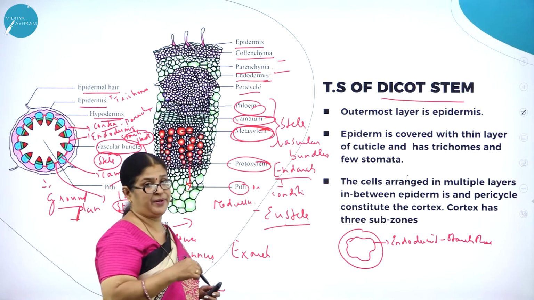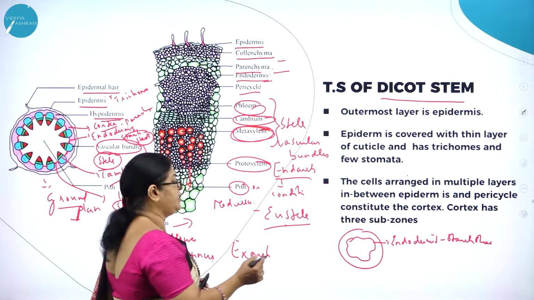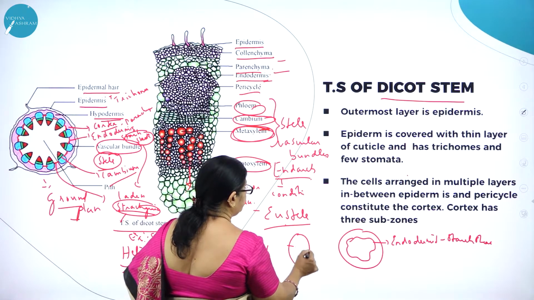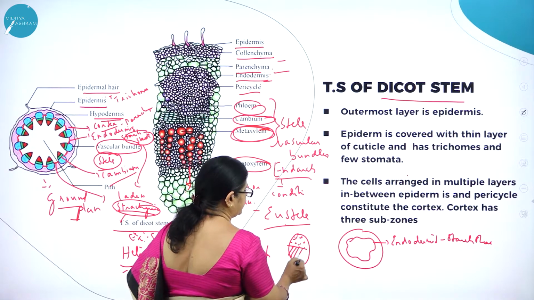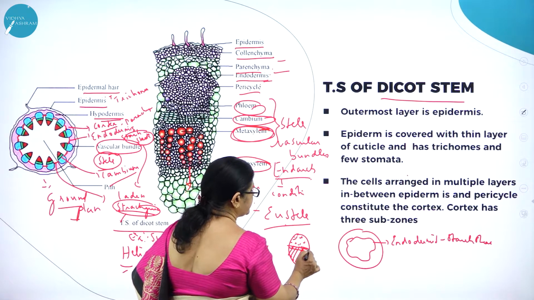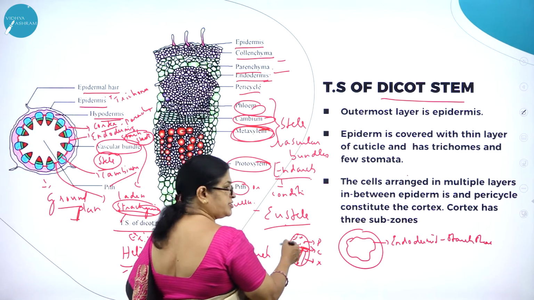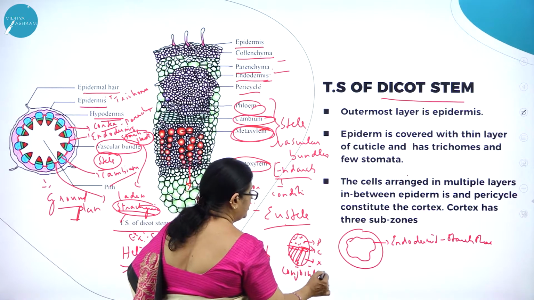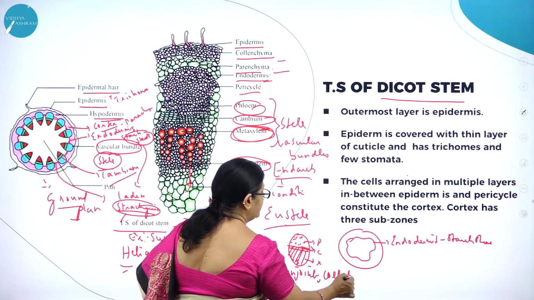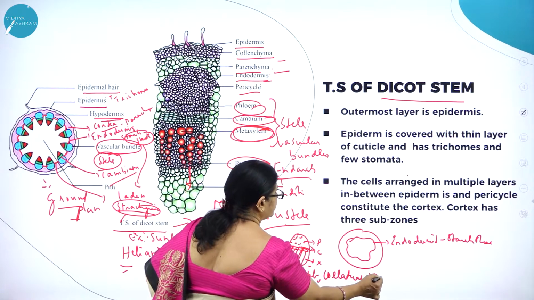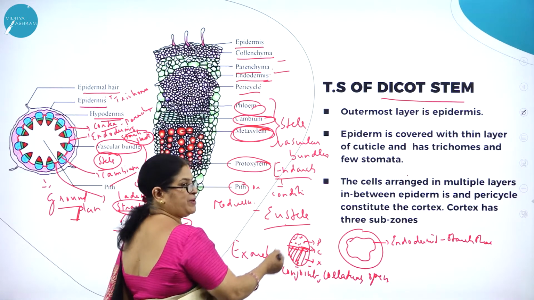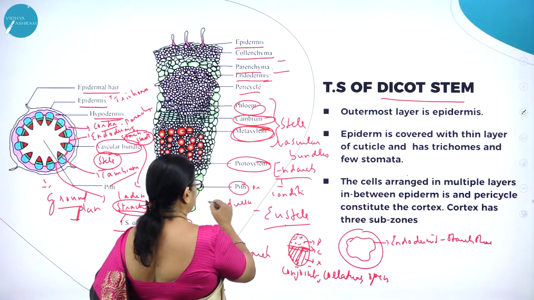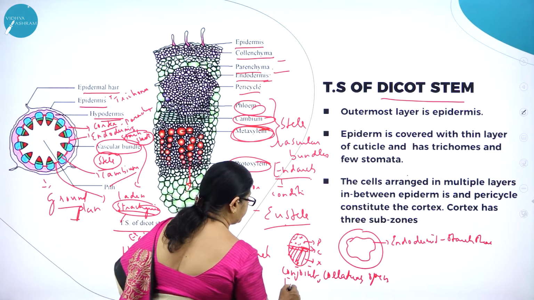Conjoined, collateral, open. Why do we call it conjoined? Because here you can see xylem and phloem are together. So you can see this cambium, phloem, xylem. So this is called conjoined, collateral, then open vascular bundle because cambium is present. And pith, and it is called endarch.